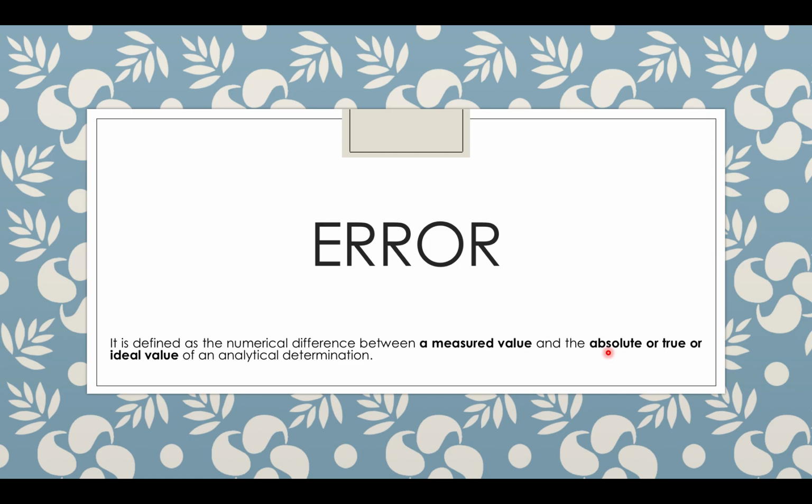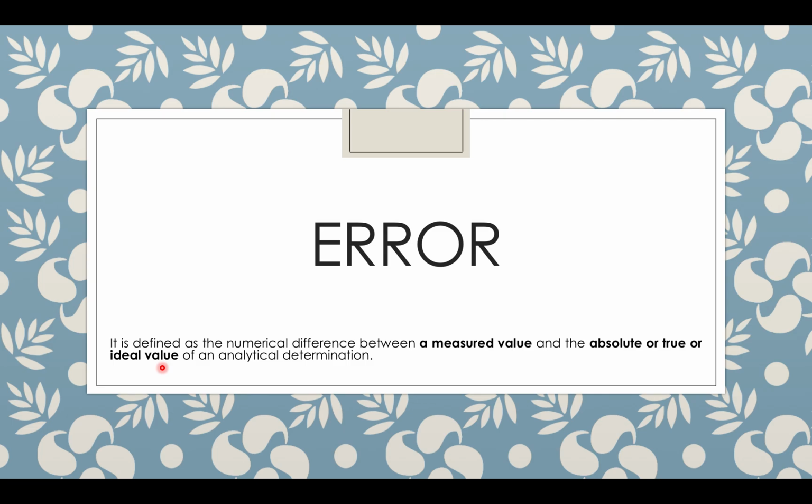They are the absolute or true value. These mean that there can be no more accurate than the value that is said to be absolute or true. But we know that such things can never exist. Therefore, an absolute or a true value for any analytical determination can be considered as ideal value.